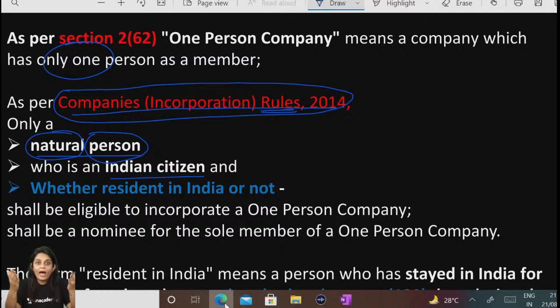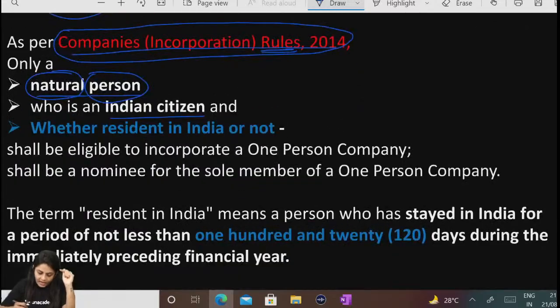I hope you have a book in front of you, your foundation or inter book, as this is applicable for inter too. I want you to make those relevant changes in your book, so that when you are studying, you know what the change is. Earlier, only a natural person who is an Indian citizen and a resident of India could form an OPC. However, now they have made a change.